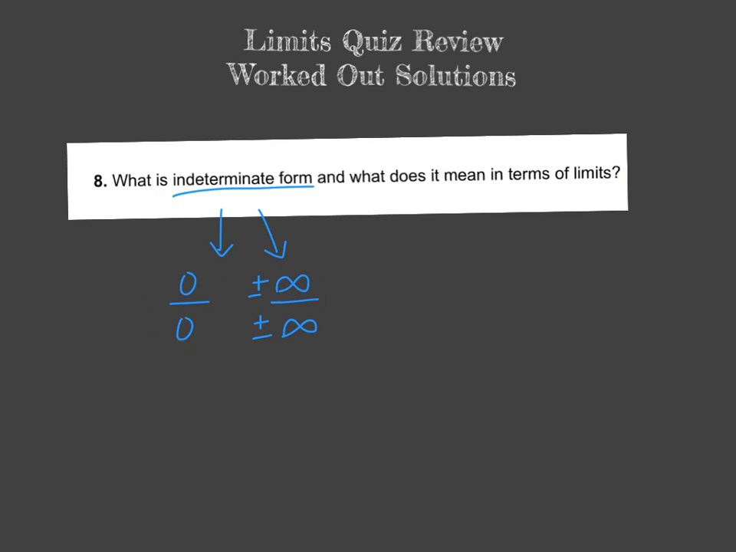What does it mean in terms of limits? It means that the limit could still exist. So when you get indeterminate form, the limit can still exist. We saw that in a lot of examples when we got 0 over 0, and we still factored and then used direct substitution in order to find the limit. So indeterminate form means that there's still potentially a limit, and we can still find it using other algebraic methods.